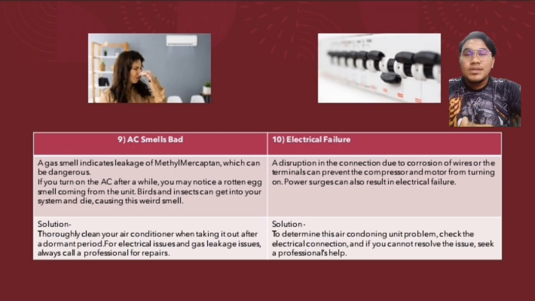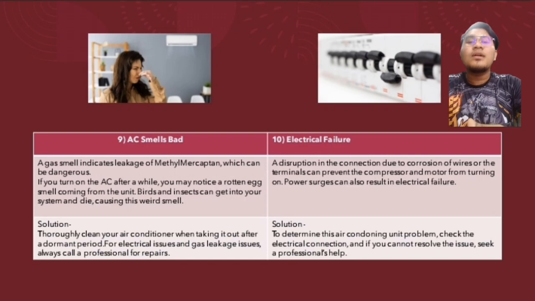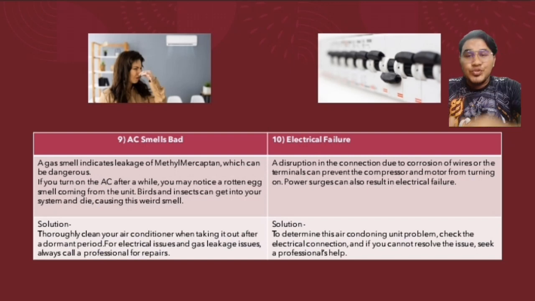And last but not least is electrical failure. A disruption in the connection due to corrosion of the wire or terminal can prevent the compressor and motor from turning on. Power surges can also result in electrical failure. So the solution is you need to determine the air conditioning unit problem and check the electrical connections, and if you cannot resolve the issue, seek professional help. And that's all from me.